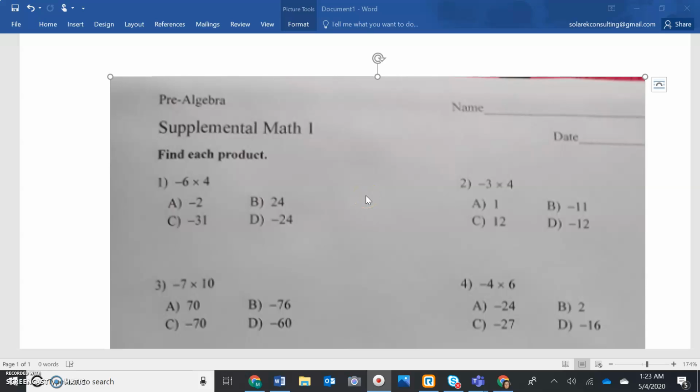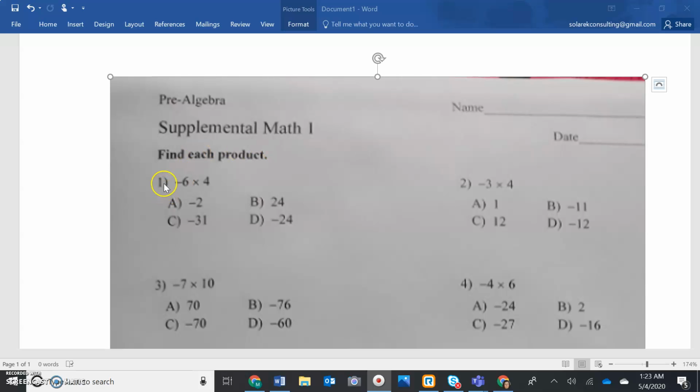Okay, we really need to catch up in math, so let's try to get some math done. Please write at the top of your paper, Supplemental Math number 1. So Supplemental Math 1, and also please write your name on your paper just to be sure it ends up in the right file on the computer.